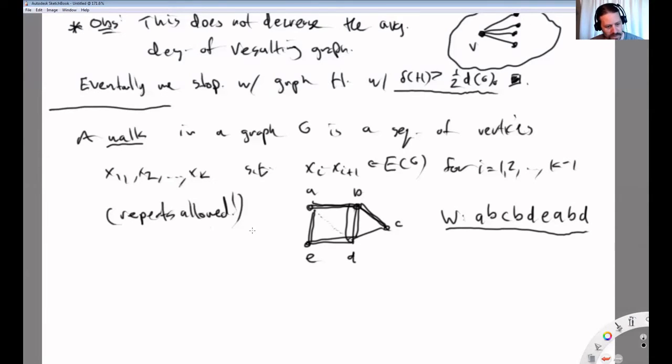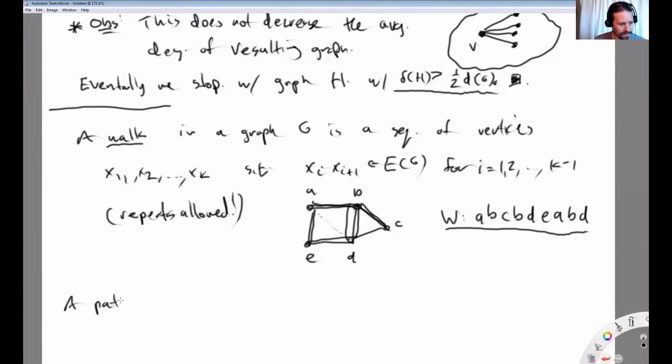Okay. So that's sort of an object in a graph. It's not technically a subgraph, right? Because we have repeated edges, and it does induce some sort of substructure, but we don't think of a walk as a subgraph. It's just some kind of procedure or thing that you can do in a graph.